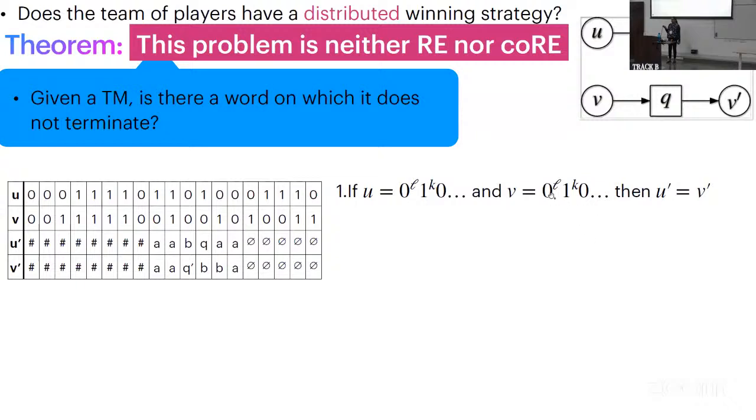This is important. If this 0, which marks the end of the one block, appears at the same level, then I want u prime and v prime to be the same. So it has the same number of ones, there are some padding zeros before, and it ends here. Then I want the outputs to be exactly the same. This is my first condition.